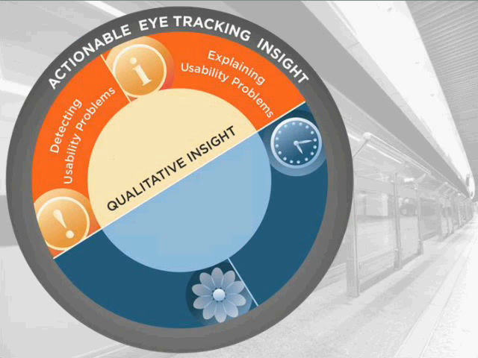And the second way we can use this information is after the study. Gaze plots and gaze videos can also be analyzed qualitatively after the study. Now, this additional layer of information about the participant's focus of attention can be used to detect and explain usability issues. So now we're adding detecting usability problems and explaining usability problems to this chart.